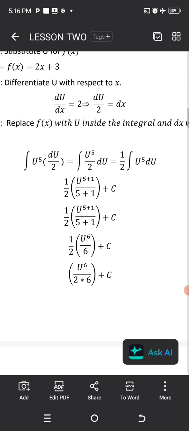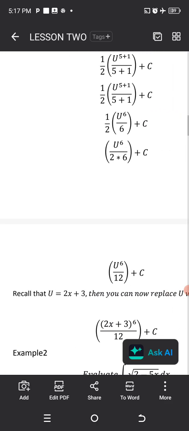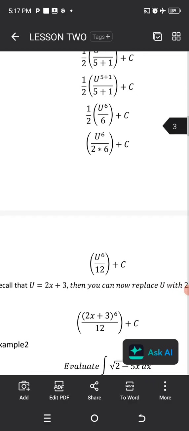Which is equal to 1/2 times u raised to power 5 + 1 all over 5 + 1, plus c, which will eventually be 1/2 times u raised to power 6 divided by 6, plus c. That is u raised to power 6 over 2 multiplied by 6 at the denominator, plus c. So the semi-final answer, let me put it that way, is u raised to power 6 all over 12 plus c.